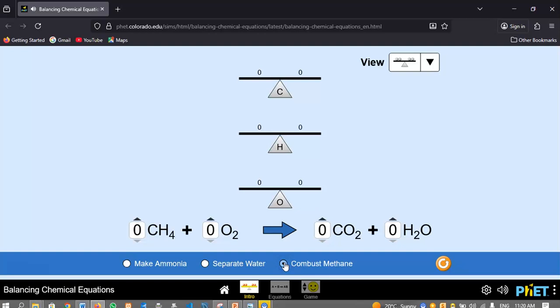Now this is the combustion of methane. How are you balancing such complicated equations? Now, let us first change. Let us move on from this equation and look for the other equations. We have many equations.